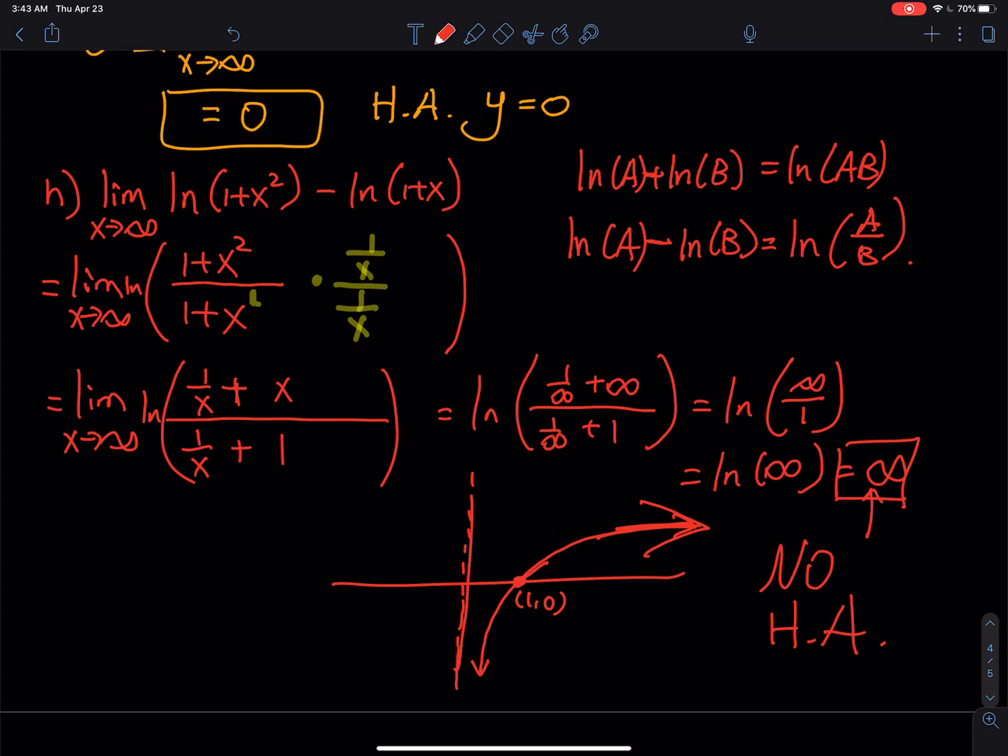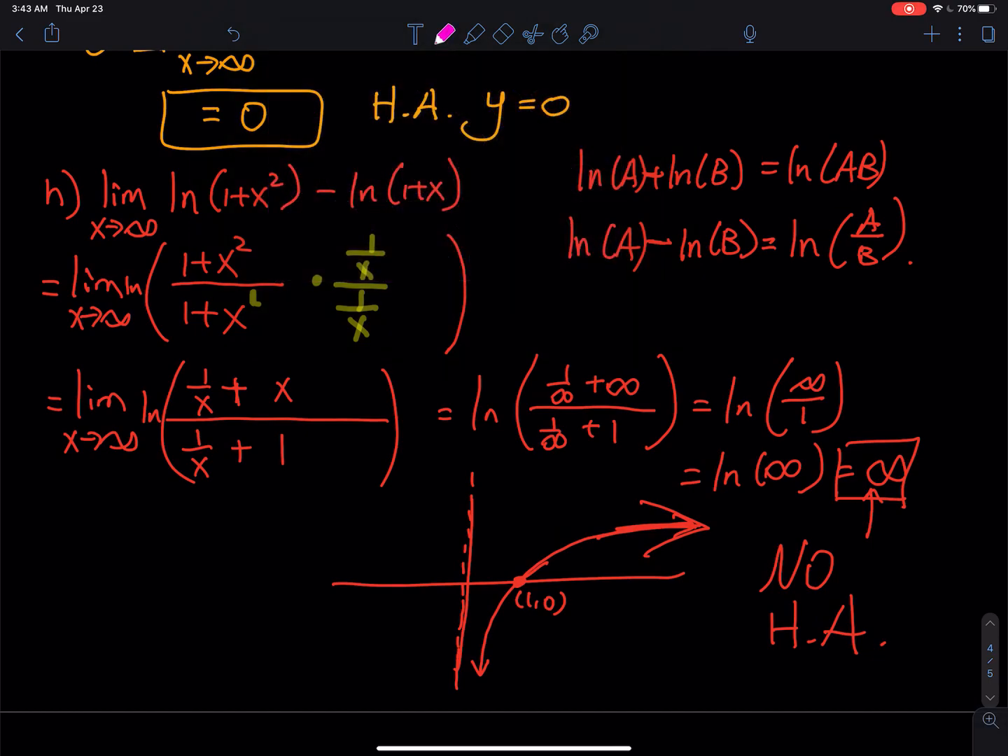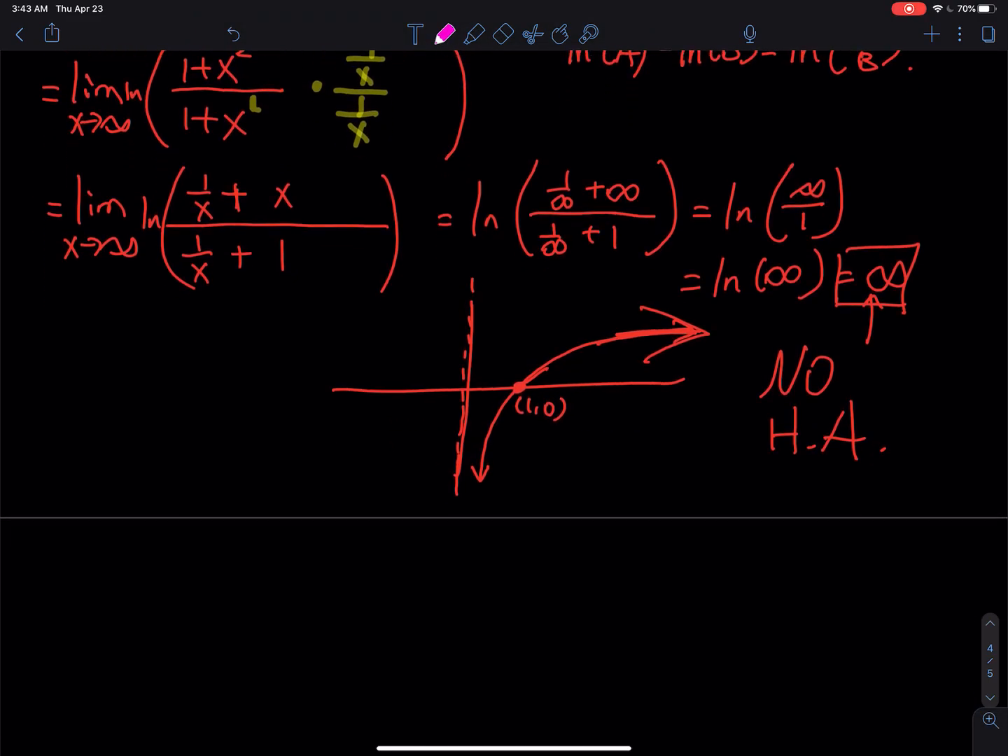So we have 2 problems left. So let's take a look at the next one. The next one is arctangent. Arctangent means inverse tangent. I picked this problem because I want you to review the graph of arctangent.